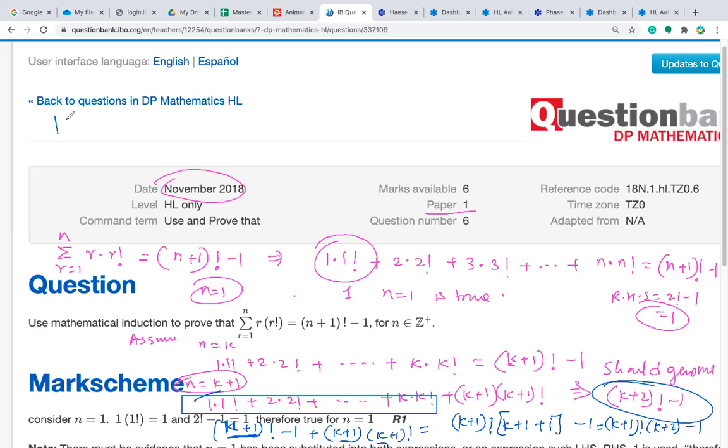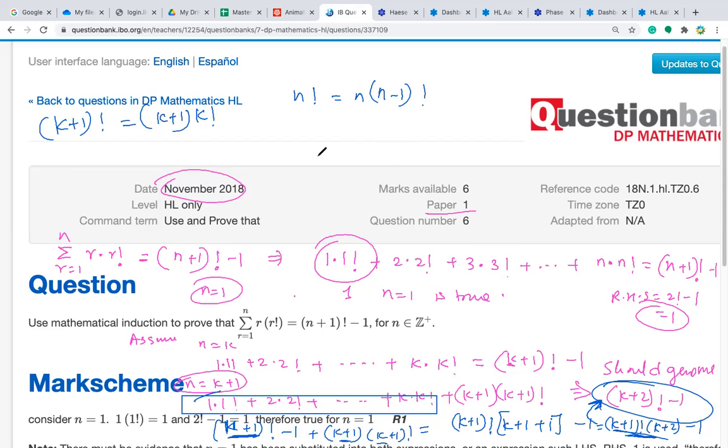Now since we know that (k plus 1) factorial is (k plus 1) times k factorial, or n factorial is n times (n minus 1) factorial, using that logic this part is actually nothing but (k plus 2) factorial minus 1. And that's what I wanted.